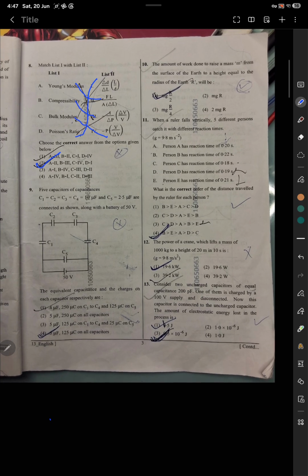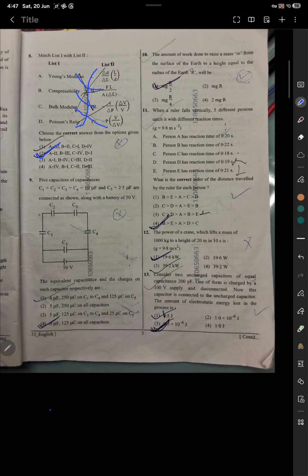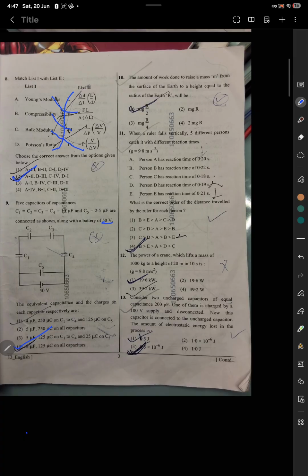For question number 9, 5 capacitors are given here, where C1 is equal to C2 is equal to C3 is equal to C4 is equal to 10 microfarad, and capacitor 5 is 2.5 microfarad, connected as shown along with a battery of 50 volt. So the equivalent capacitance and the charges on each capacitor respectively are, option number 4 is correct, 5 microfarad and 125 microcoulomb on all capacitors.